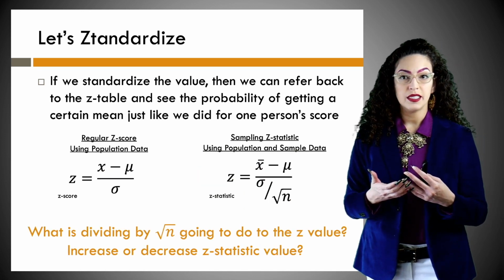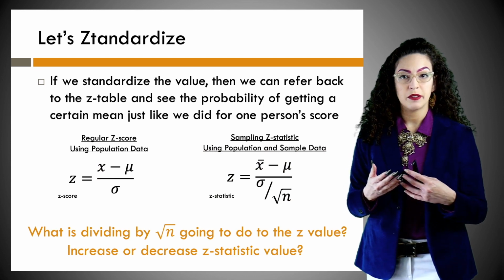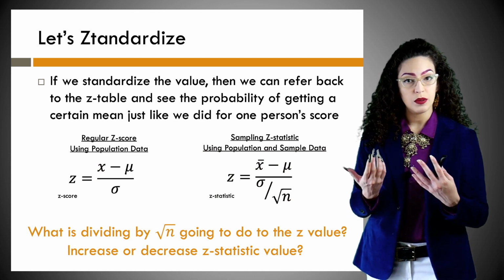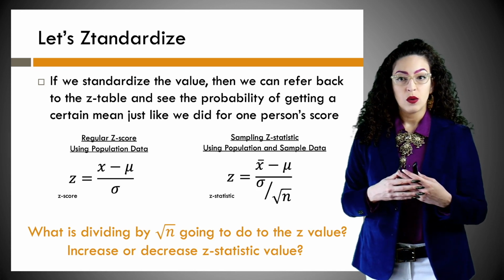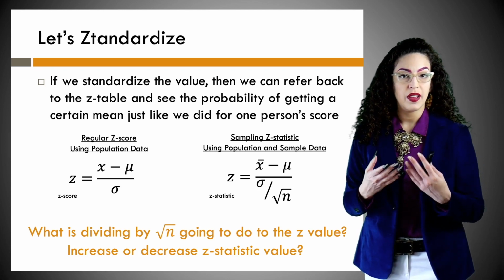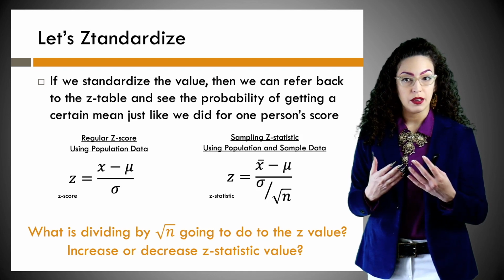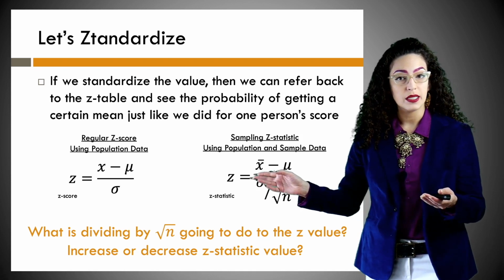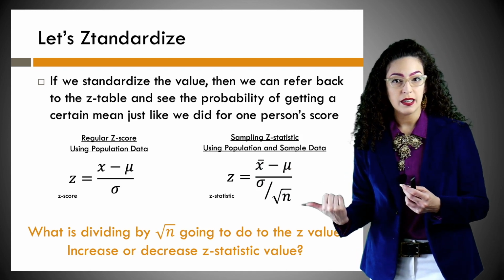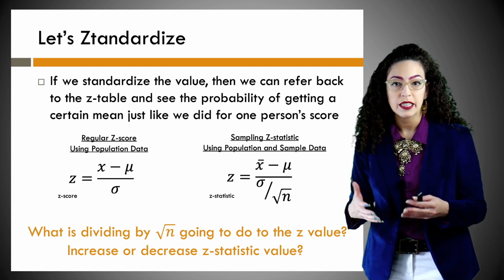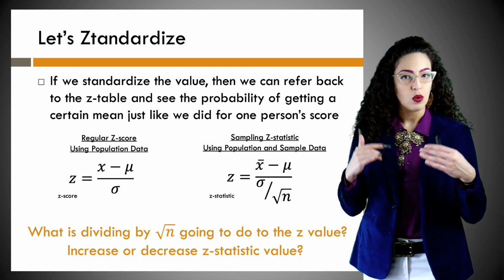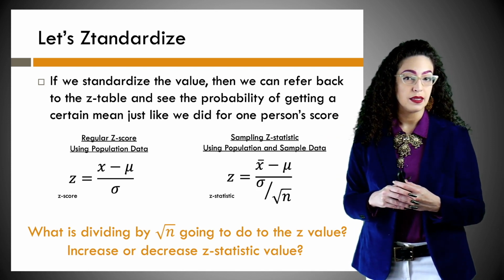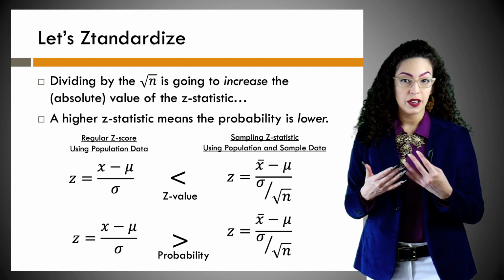So if we standardize the value, then we can refer back to the z-table and see the probability of getting a certain mean just like we did for the one person's z-score. What do you think dividing by the square root of n is going to do to that z-value? Do you think it will increase or decrease the outcome, the z-statistic? By dividing by another number, is that going to make your z-statistic bigger or smaller? Think about that for just a second. These relationships are very important.